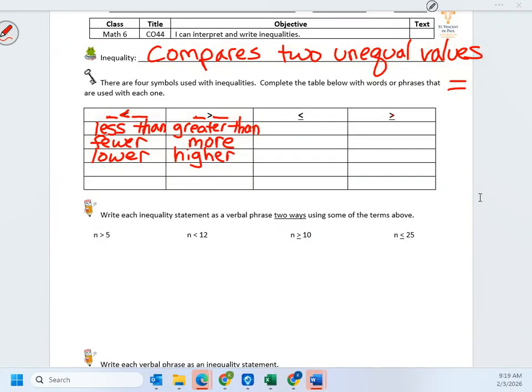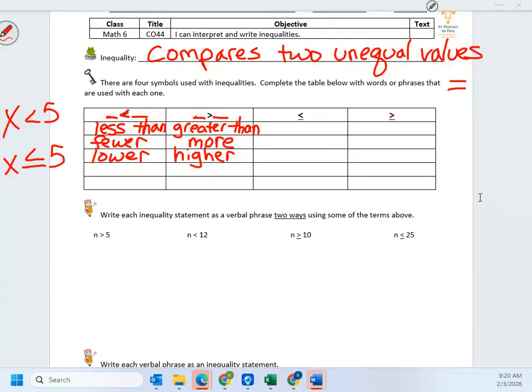So now, let's say our variable is less than 5. What number could our variable be? Any number that's smaller than 5. But if we have less than or equal to, it can also be 5.